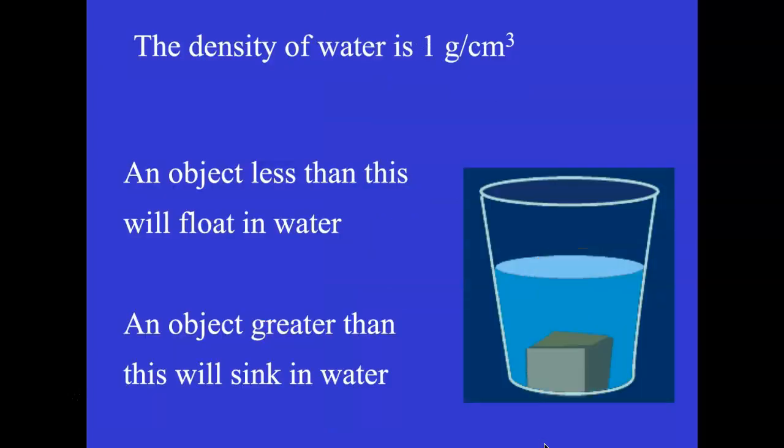So if the density of the water is 1 gram per centimeter cubed, then that means the object that floats in water has to have a density less than 1. If an object is going to sink in the water, like this wooden block, then that means the object has to have a greater density than water. So if the object is sinking, it's going to have a greater density, so that means its density has to be greater than 1 gram per centimeter cubed.